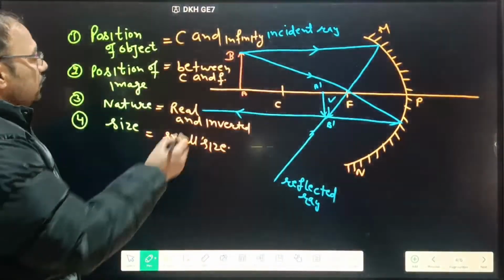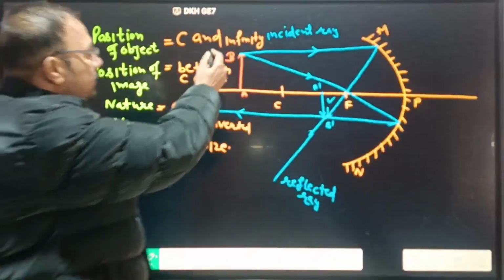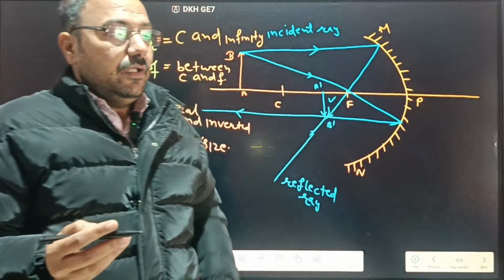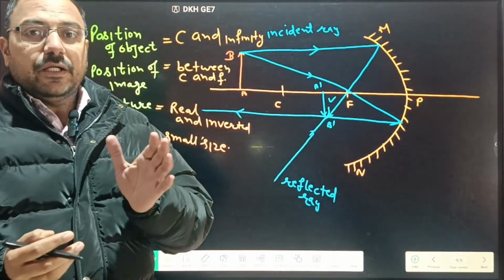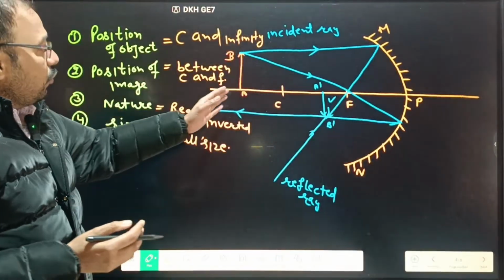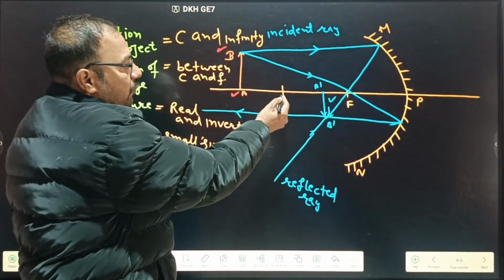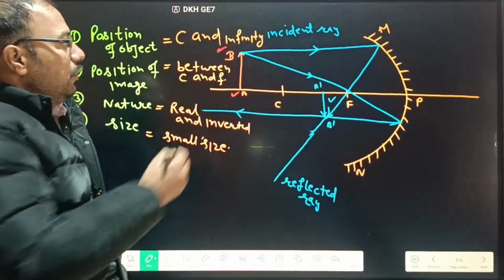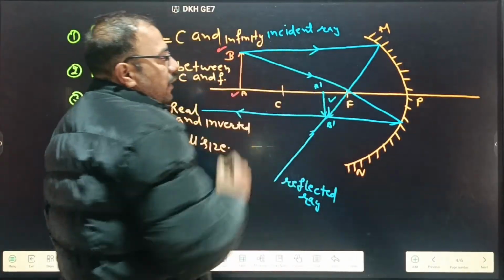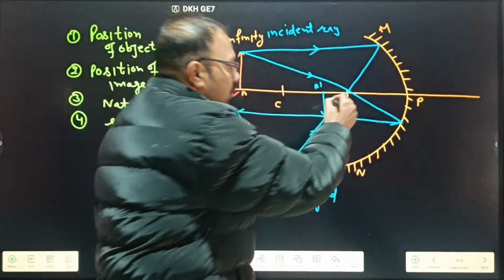In the next case, the position of the object is between the center of curvature and infinity. We move our object from infinity toward the center of curvature. Here we put the object AB, far from C, the center of curvature. Two rays are generated. One ray comes parallel to the principal axis, and we already know that a ray coming parallel passes through the focus.